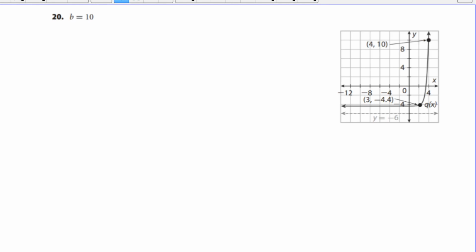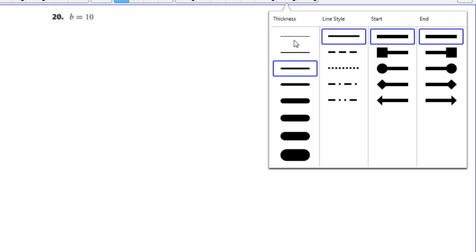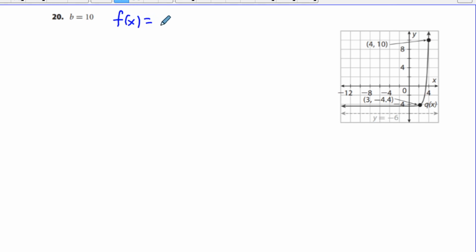Okay, next we go to 20. And in the case of 20, we have this steep up graph here. So our basic function here for b is going to be f of x equals a times b to the power of x minus h plus k. And so our first reference point is this one here, negative 3, comma, negative 4.4. And our horizontal asymptote is y is equal to negative 6. And we have h is going to be equal to 3, because that's a transference of the point 0, comma 1.